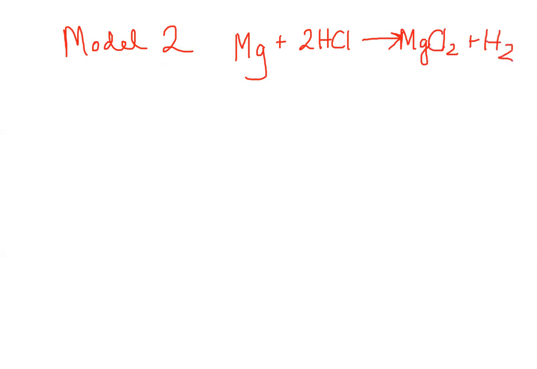Okay, model 2, we have chlorine, hydrogen, and magnesium. Here's our equation. All right, and you've got two, I'll use black. You've got 2 circles here.